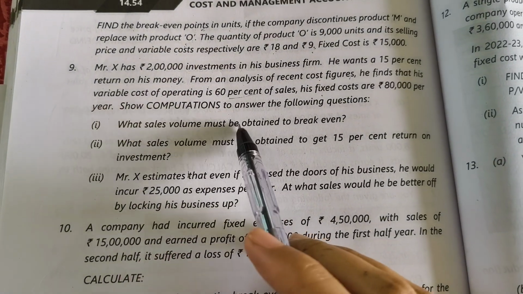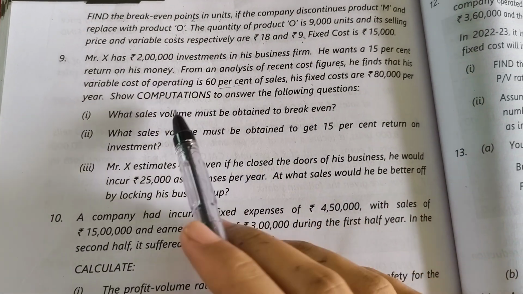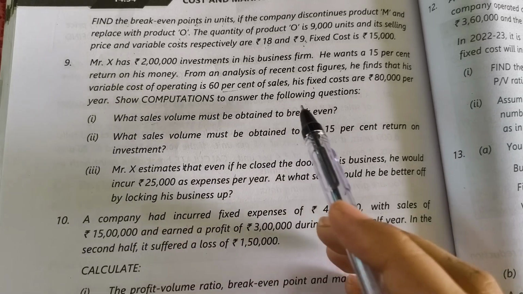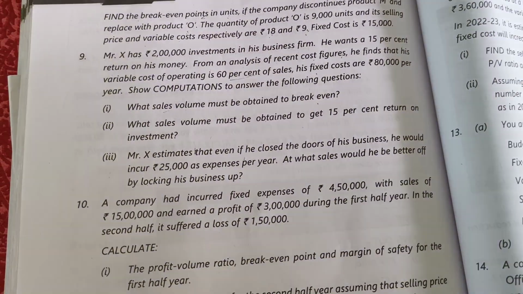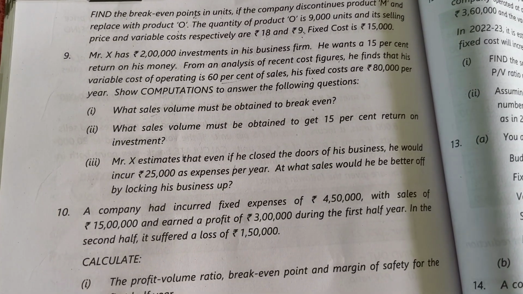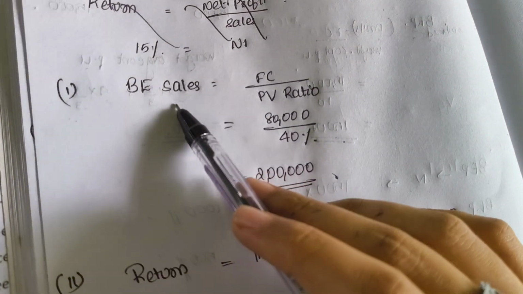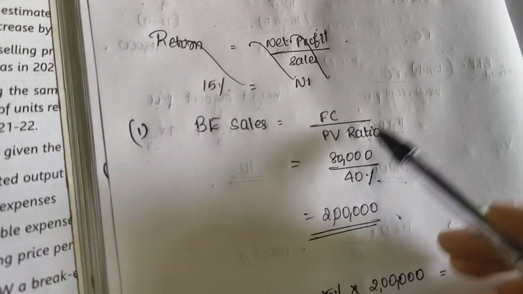What sale volume must be obtained to break even? So, we need to find the sales. Break even sales we need to find. So, in order to find the break even sales, what is the formula? Break even sales is equal to fixed cost by PV ratio.